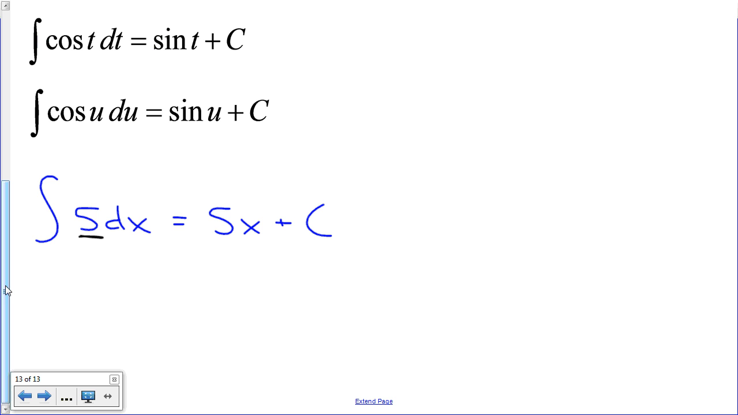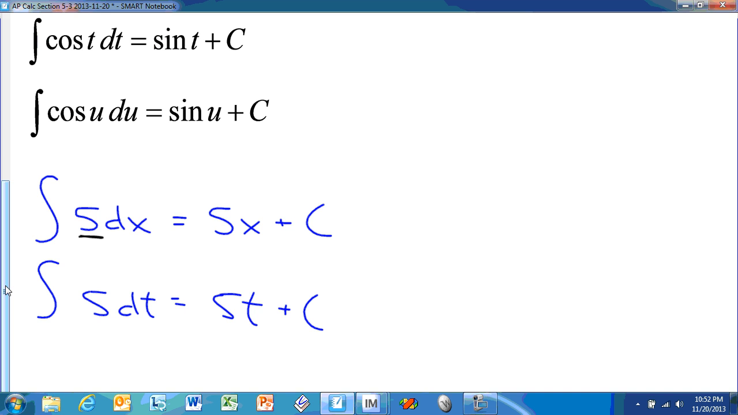All right? Versus if I had a problem like this, maybe it's 5 dt. Now, in this case, I know that the answer is going to be 5 times my independent variable, in this case, t plus c. So you can start to see the importance of that differential there, especially on some of these problems where you don't even have a variable listed as part of your function because it's just a constant function. But it really indicates for you the independent variable. Okay, and you'll see in your problems that they're going to give you different variables as you do them, just so you get used to seeing different variables used in your antiderivative problems. All right, and that's the end of this section here for us.